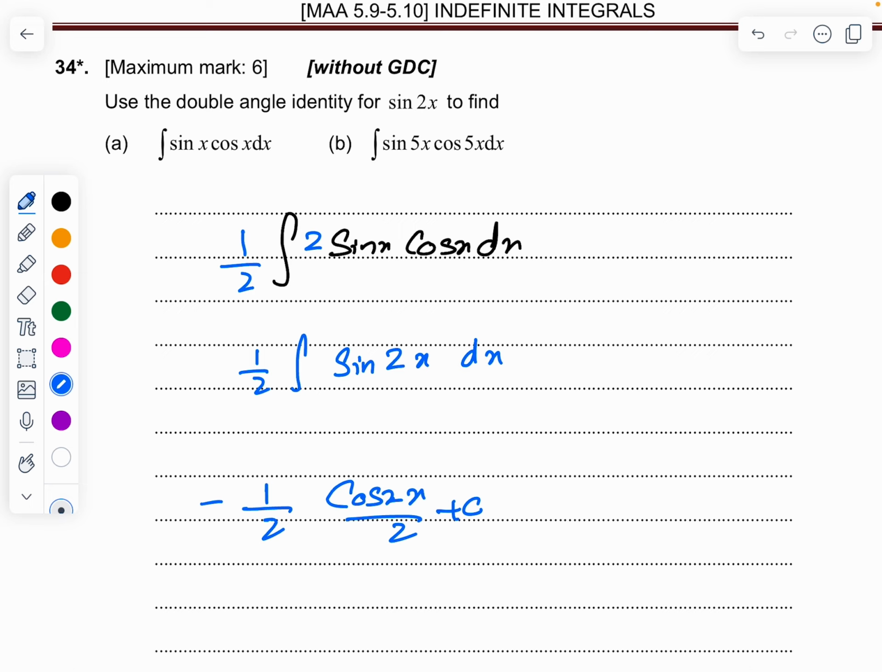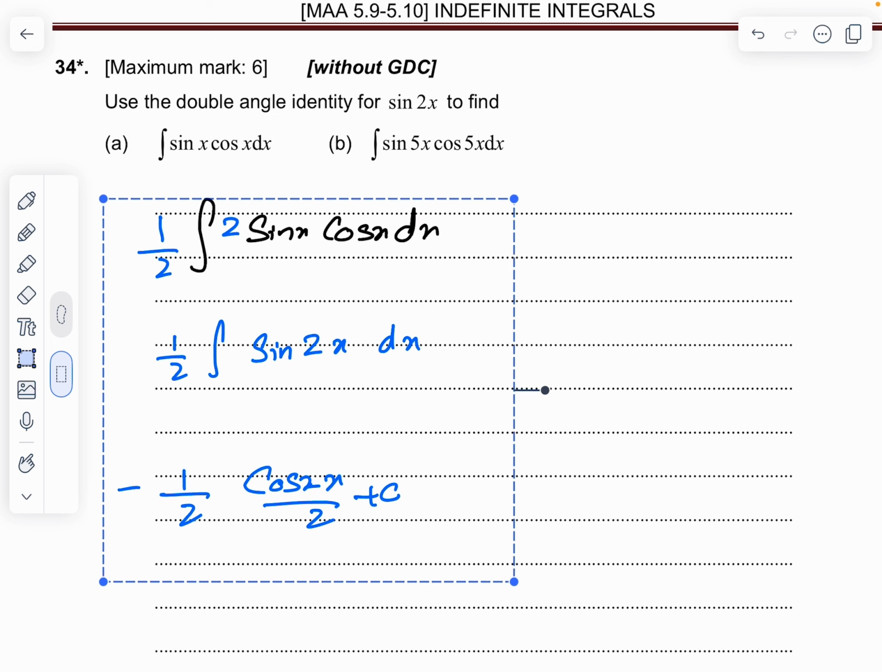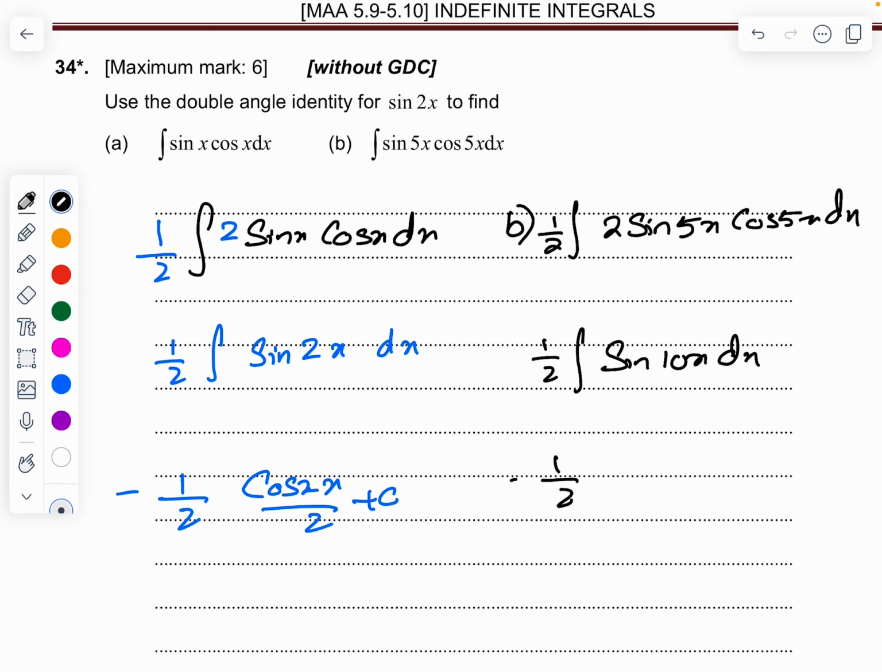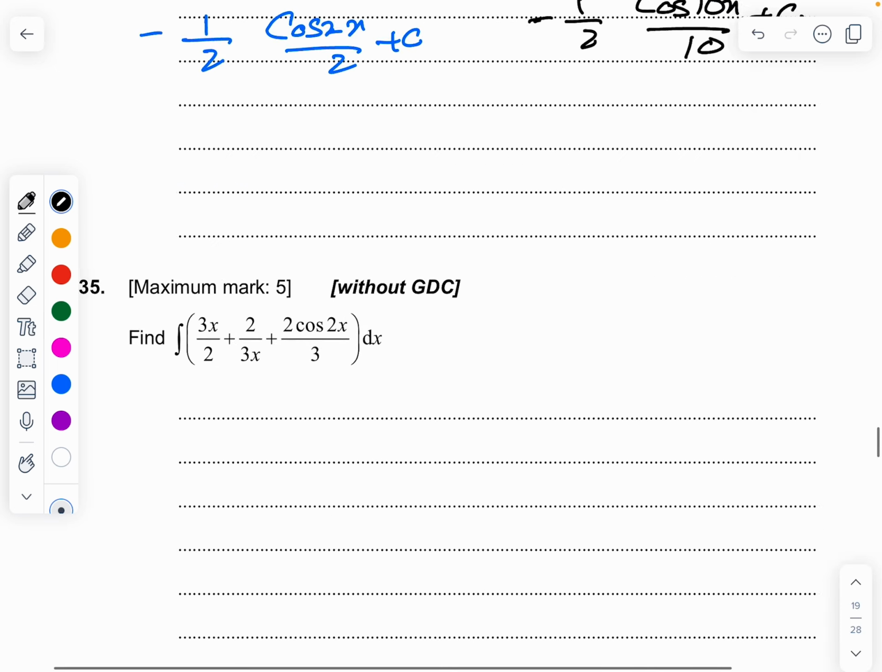For part B, multiply again and divide by 2: 2 sin 5x cos 5x dx. So it becomes 1 upon 2 sin 10x, 1 upon 2 times negative cos 10x divided by 10 plus c. That's going to be the answer.